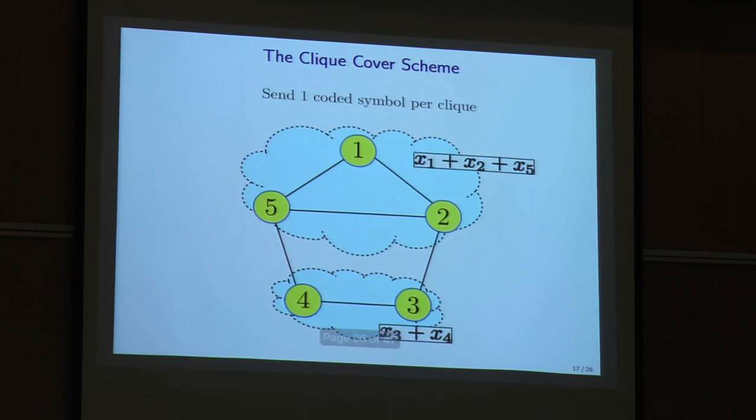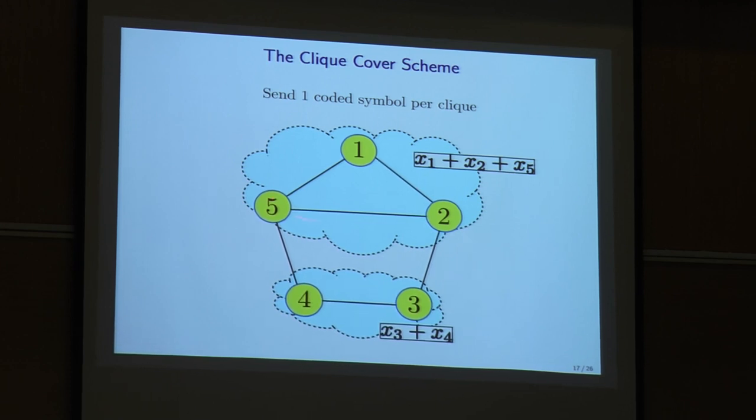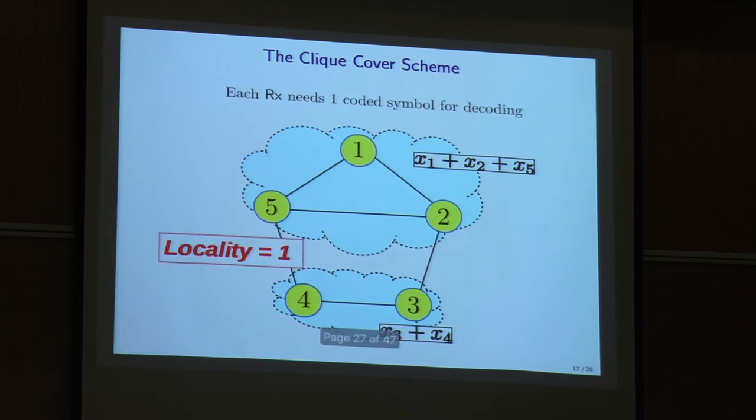Now the coding scheme is as follows. For each clique, you send 1 file. So you add the symbols x1, x2, x5, and then you send it. You add x4 and x3 and send it. So the number of transmissions you make equals the number of cliques. So to save in terms of rate, you have to reduce the number of cliques you use to cover the graph. How does decoding work?